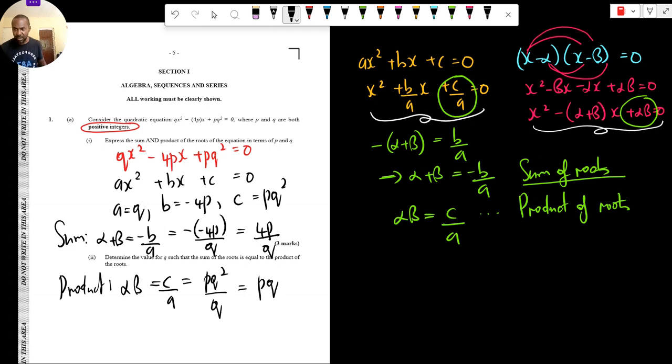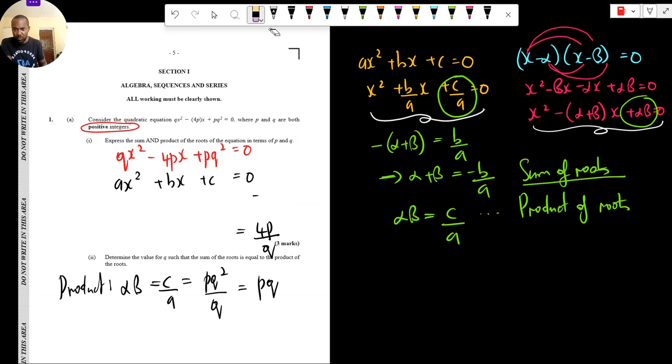And that right there is the answer to part 1 of A of number 1. So we managed to find an expression for the sum of the roots and the product of the roots. And we can now move on to the next part of the question. So let me just clear my screen a little bit and write down the important answers. So now the sum of the roots is equal to 4p over q.